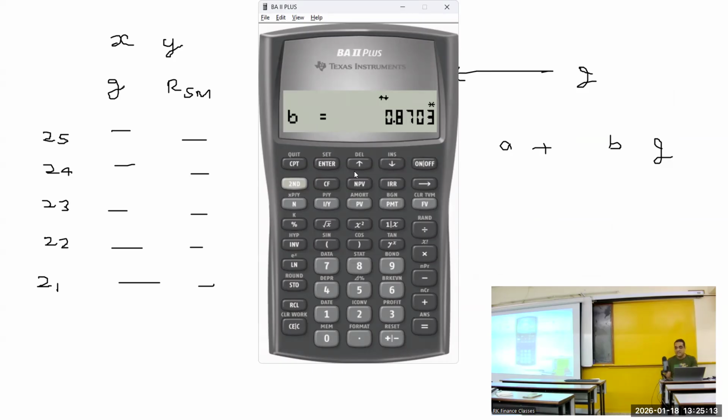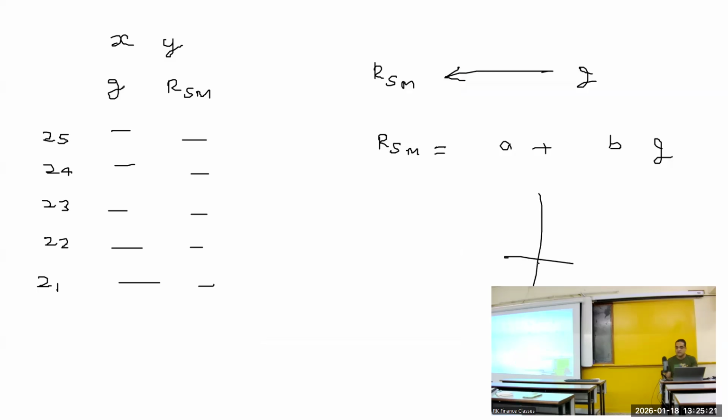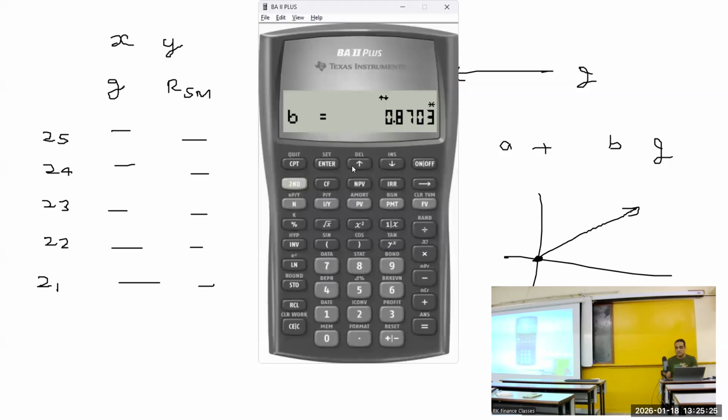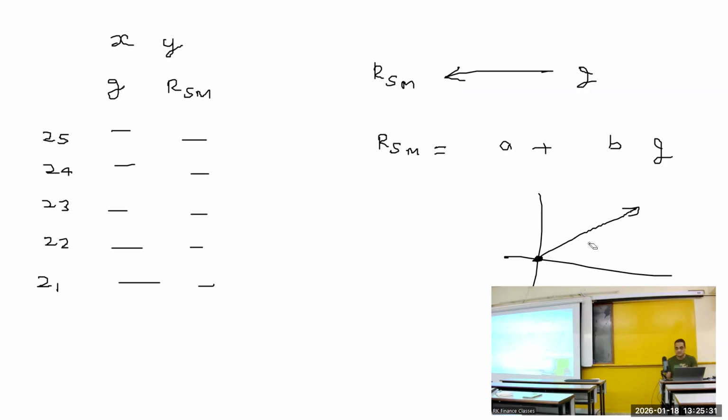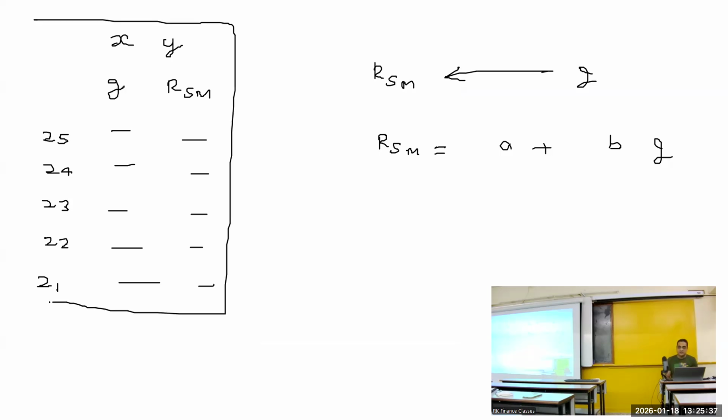For example, over here, A came out to be almost 0, so the line will start from the center, and B is positive, so the line is going to be upward sloping like this. But that's when the historic data is given to you. You put them in the second 7 function, or even in Microsoft Excel, you can put this to get the values of A and B.